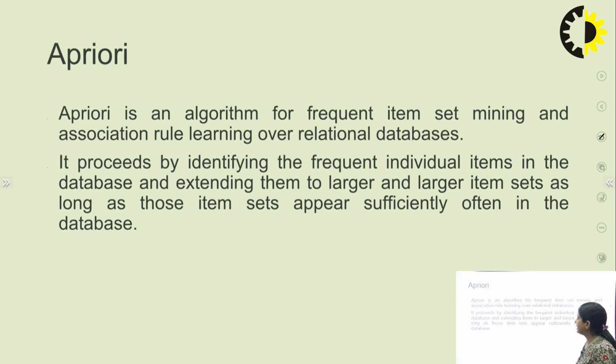So, it proceeds by identifying the frequent individual items in the database and extending them to larger and larger item sets as long as those item sets appear sufficiently often in the databases, right? Now, we take an example, then we will be able to understand how the Apriori algorithm works to find out association among the various objects.